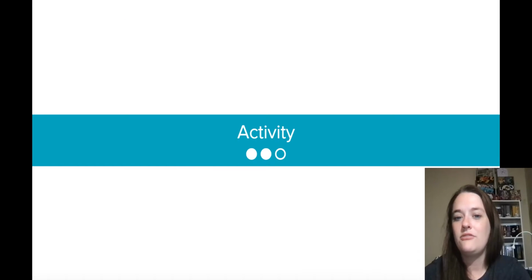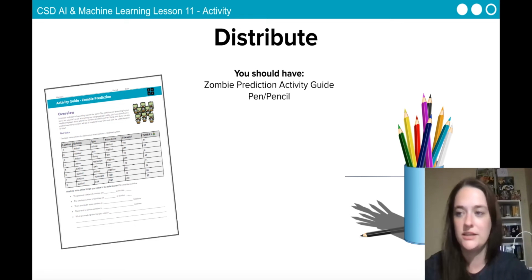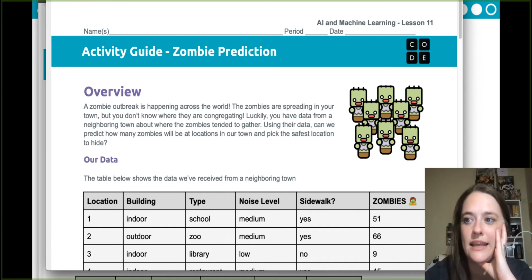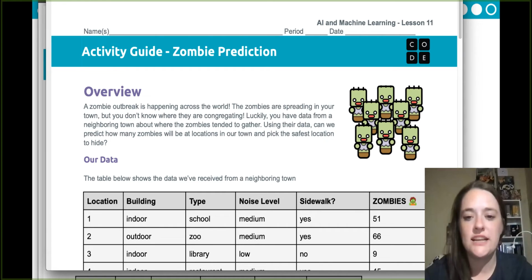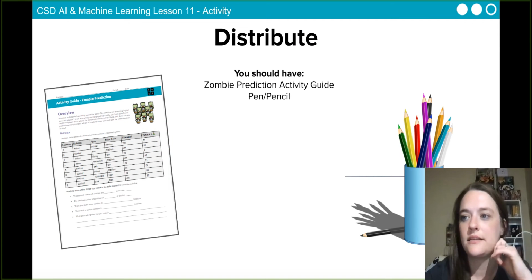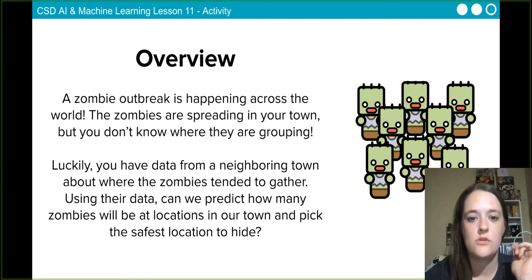You have an activity guide to download. The first one we're going to look at is called Zombie Prediction. All right, so we are looking at the Zombie Prediction Activity Guide. It is the first activity guide out of 2 activity guides. I want you to look over the data.